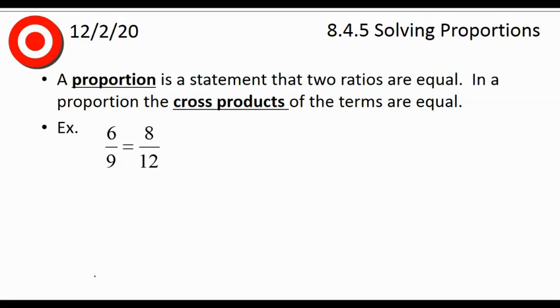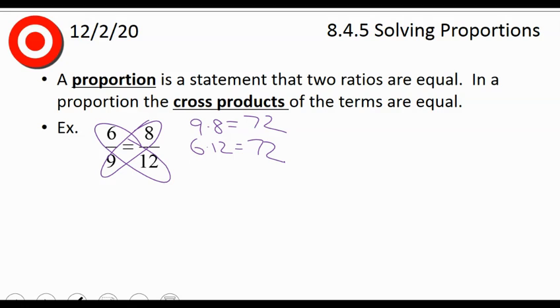And we can prove this is a proportion by multiplying by the diagonals, the cross products, as you can see in the definition above. So if I did 9 times 8, I would get 72. If I did the other cross product here, 6 times 12, I also get 72, proving that this is a proportion. And this is true of every single proportion. Their cross products will be equal to each other.